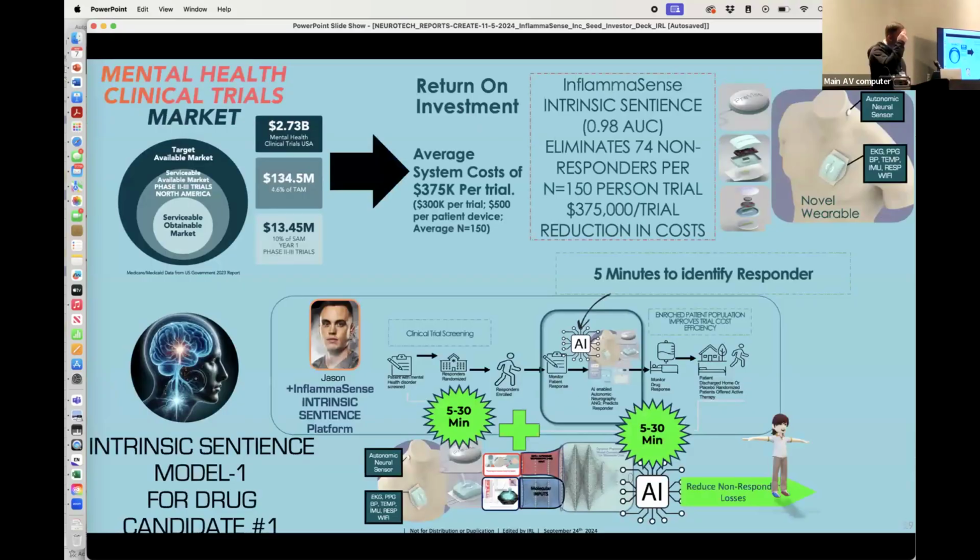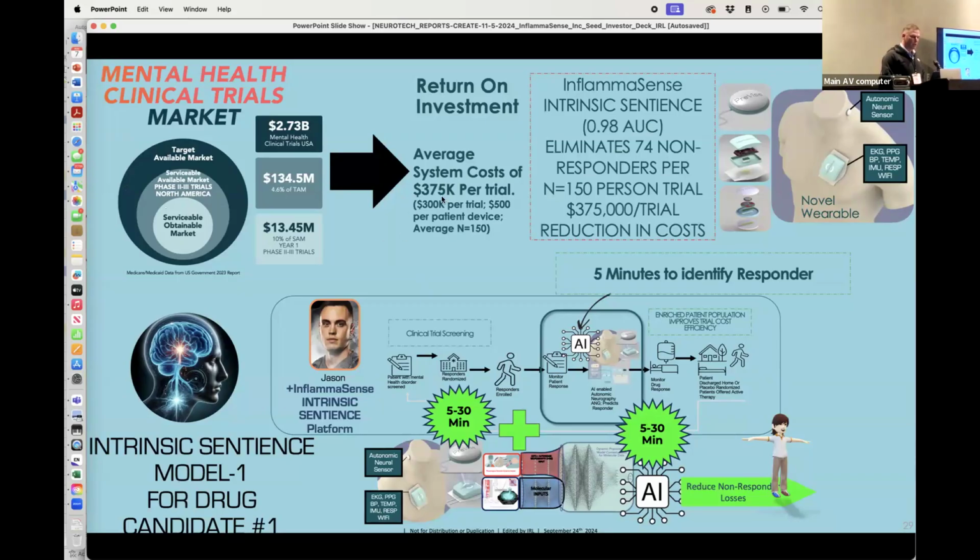So for this particular vertical, for the mental health component, can I identify different components within each individual and say, look, are you going to be a responder to this particular drug or not, right? Or are you too severe for this particular drug trial? So can we decrease the non-responders within clinical trials? And so we've been having some nice traction with this idea.